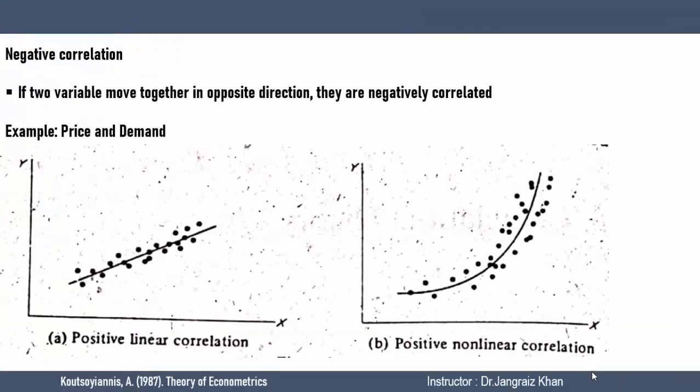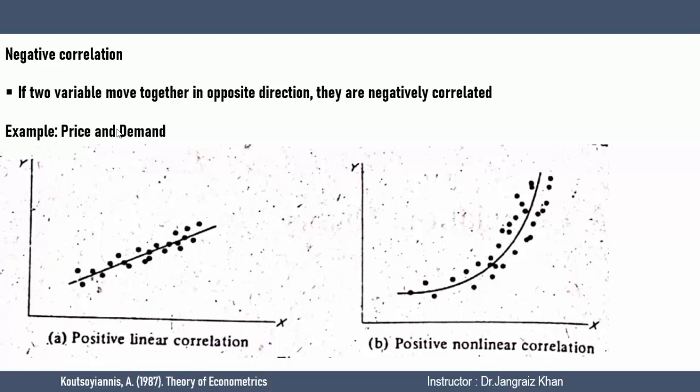Negative correlation. If two variables move together in opposite direction, they are negatively correlated. For example, the price and quantity demanded. If the price increases, the demand falls, and if the price falls, demand increases. So both price and demand move in opposite direction, other things remaining the same, according to the law of demand.